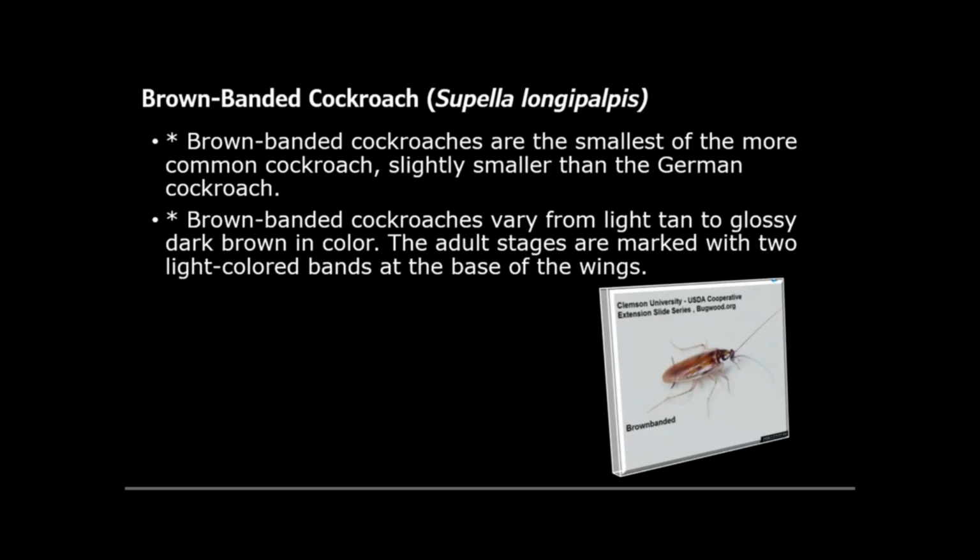Brown banded cockroach, Supella longipalpus. Brown banded cockroaches are the smallest of the more common cockroach, slightly smaller than the German cockroach. Brown banded cockroaches vary from light tan to glossy dark brown in color. The adult stages are marked with 2 light-colored bands at the base of the wings.